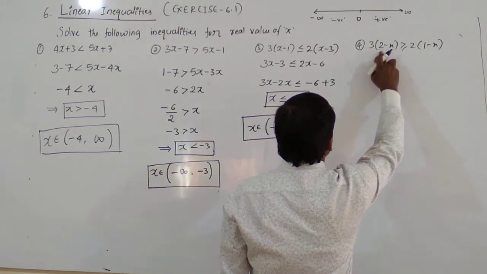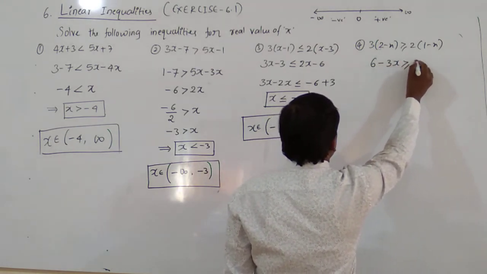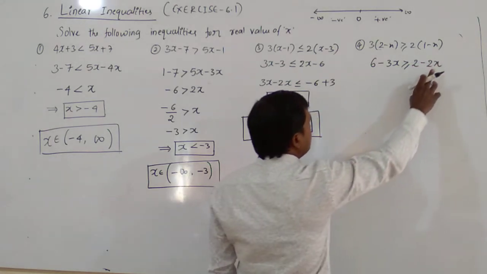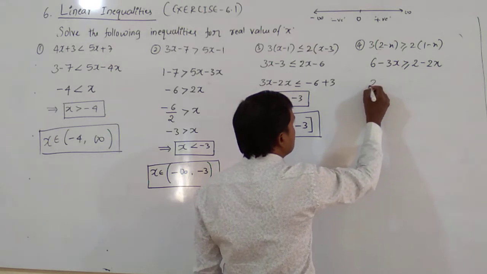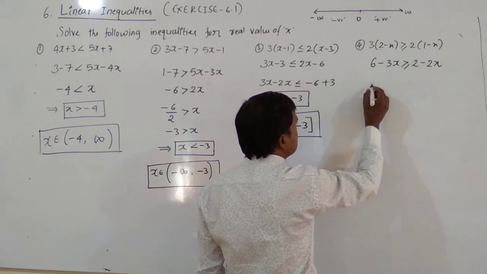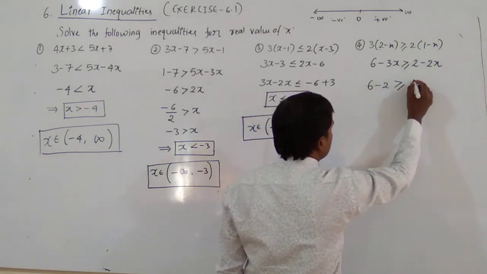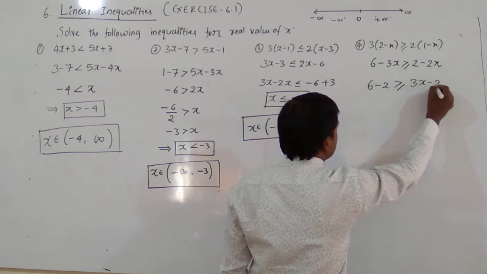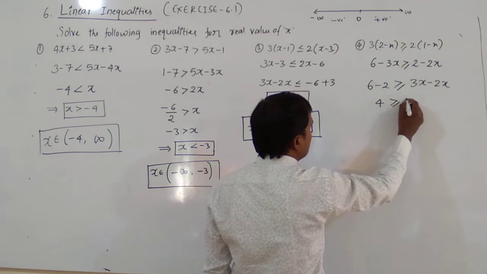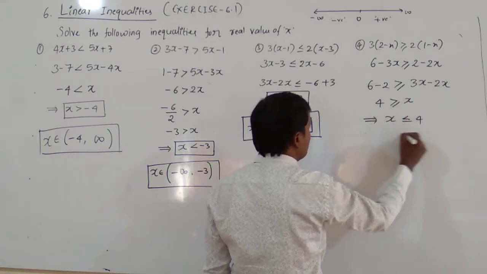Multiply this 3 to this, so hence it is 6 minus 3x more than or equal to 2 minus 2x. Clearly, I take this 2x to this side, so 6 minus 2 and take this 3x to this side, so 3x minus 2x. So what is the answer? 4 more than or equal to x, or simply we will write x less than or equal to 4.